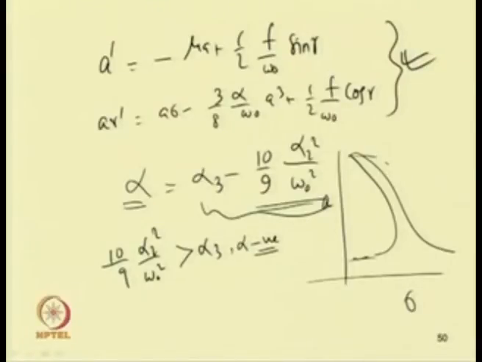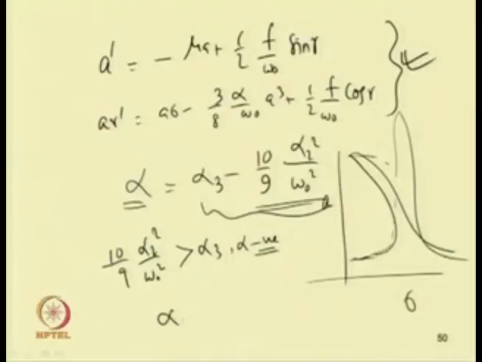So, if this is equal to 0, so alpha 3 equals 10 by 9 alpha 2 square by omega 0 square, that means if one takes the nonlinear term in such a way that alpha 3 equals 10 by 9 alpha 2 square by omega 0 square, in that case this alpha becomes 0. So, alpha equal to 0 means we have a linear response of the system. The system behavior will be that of a linear system, that means irrespective of the value of the quadratic and cubic nonlinearity, the system will behave as a linear system.